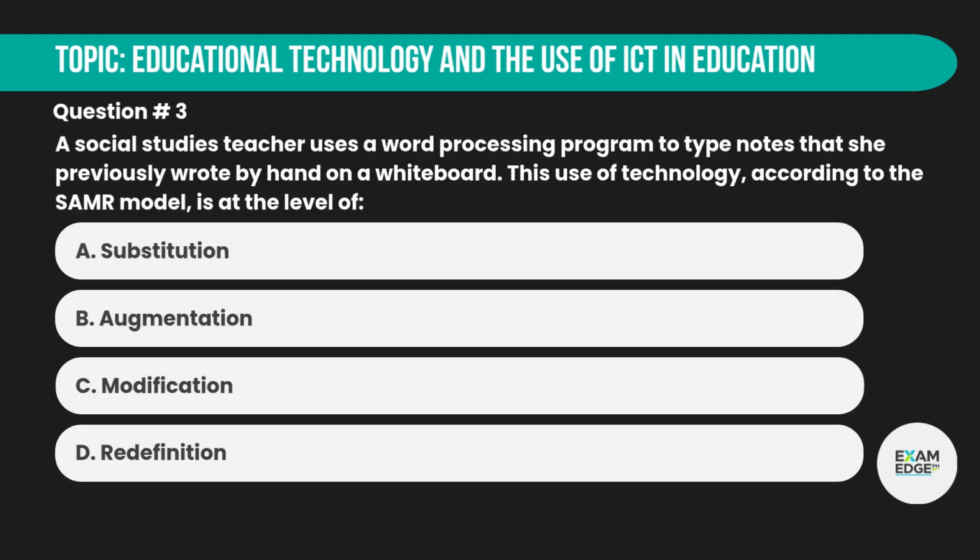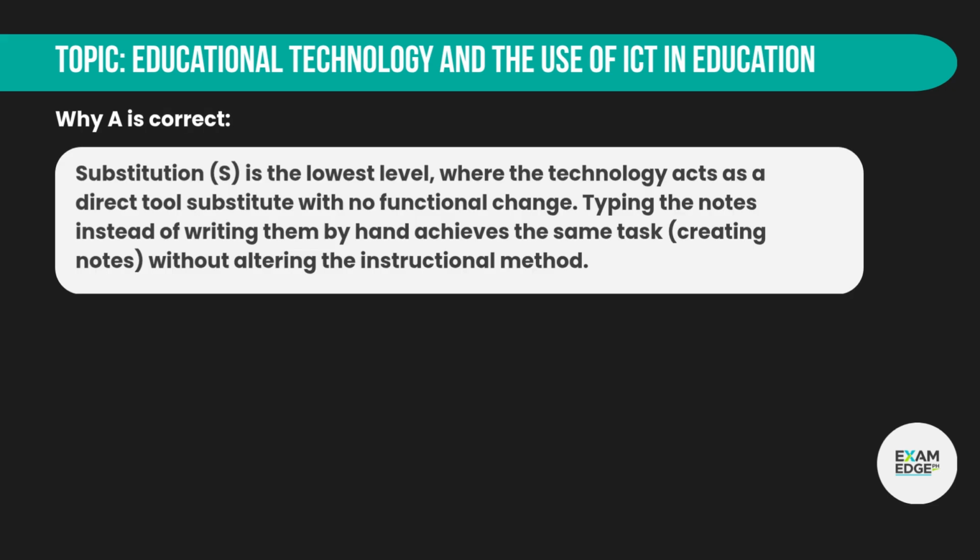Question number 3. A social studies teacher uses a word processing program to type notes that she previously wrote by hand on a whiteboard. This use of technology, according to the SAMR model, is at the level of A. Substitution. B. Augmentation. C. Modification. D. Redefinition. Correct answer: A. Substitution.